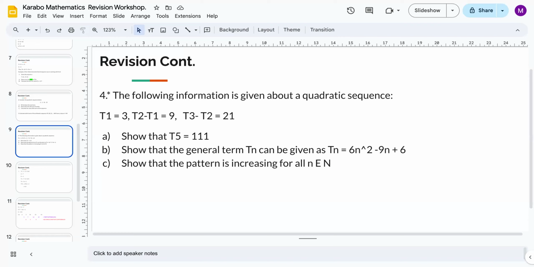Now, A asks us to show that the value of the fifth term is equal to 111. B, show that the general term Tn can be given as Tn equals 6n squared minus 9n plus 6. And then C, show that the pattern is increasing for all n an element of natural numbers. So for all natural numbers n, show that this pattern is increasing, constantly getting bigger.